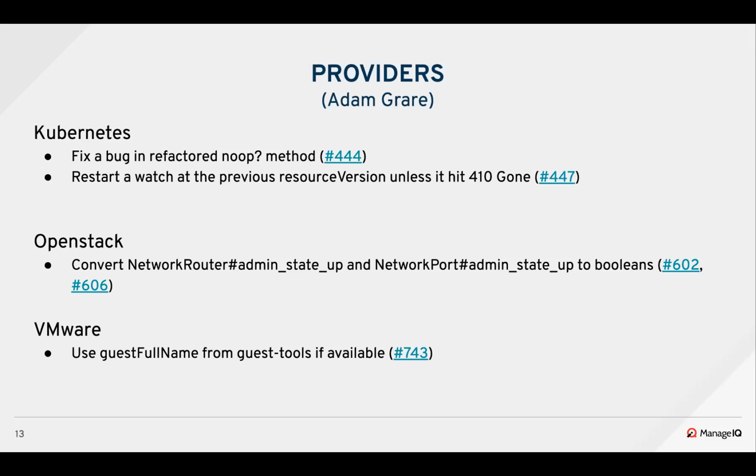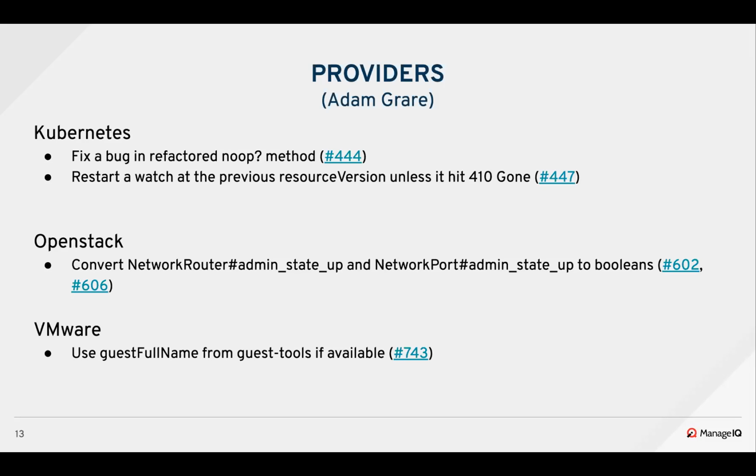On OpenStack, Keenan fixed an issue where there are two models where admin state up in our database was a string, but it actually should have been a bool. So the column just had a T or an F as a string as opposed to a Boolean. This was preventing a couple of DDF forms from working on the UI side. So this unblocks some of the work to do DDF for network router and network ports.